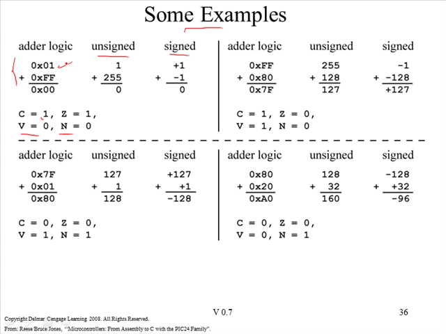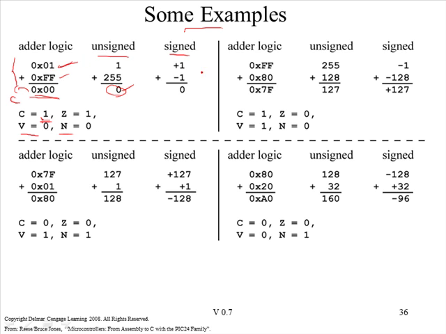So here I'm adding a hex 1 to a hex FF. I simply use my binary addition and I get a 0, plus a carry out. So in this case, I added 1 plus 255 and I got a 0. This is obviously the wrong answer. If these are unsigned numbers, I should have gotten a 256. The carry flag is a 1. That means I had unsigned overflow.